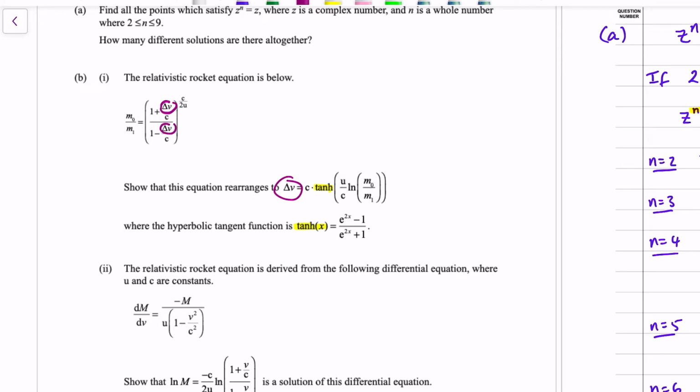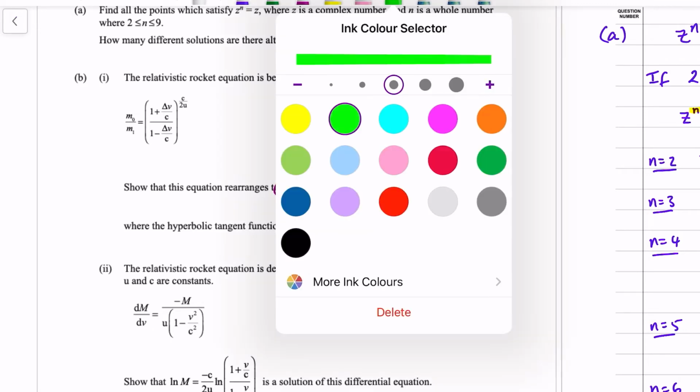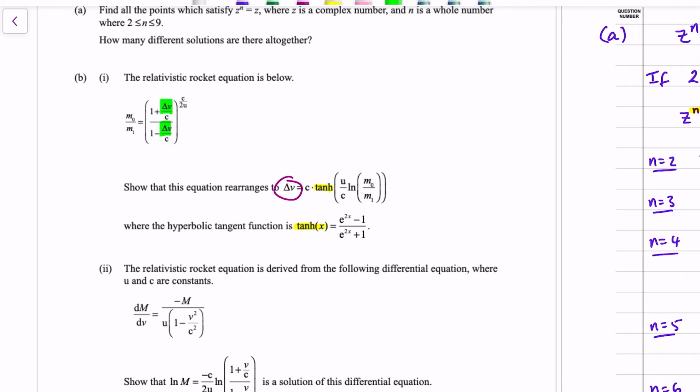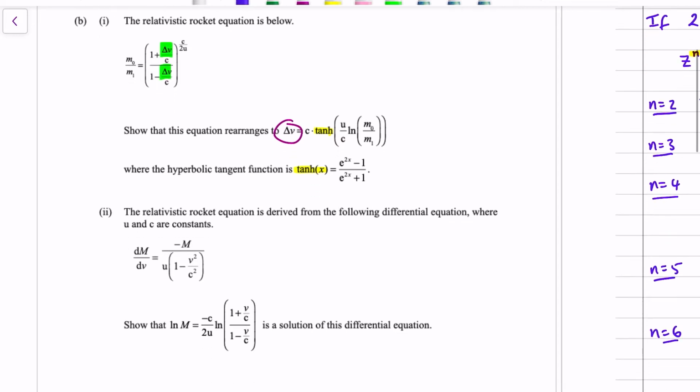So how are we going to get it out? We're going to have to log some stuff. Logging stuff will be able to bring the power down. It's going to be a linear equation for delta V, because delta V is just in there. It's not being squared, not being cubed, not being tanned or anything. It's inside. It's going to be a linear equation eventually. But the first step is actually to log both sides to get the power out of the problem.